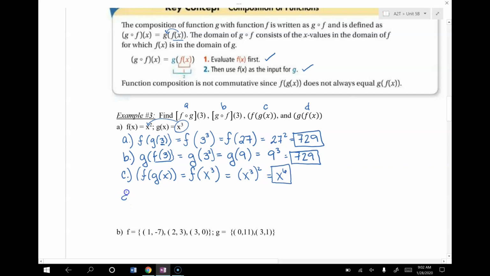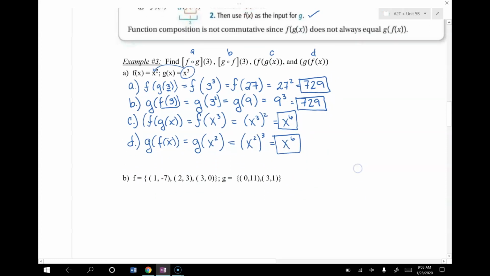All right, for D, similar. We've got g of f of x. Okay, well that means I'm going to take f of x, which is x squared, and substitute it into all values of x in g of x, which is just x cubed, so we have x squared cubed. Again, power raised to a power, you get x to the 6th. Worked out to be the same, won't always be that way, but it was nice that it did.